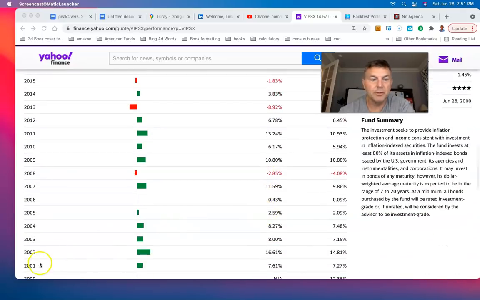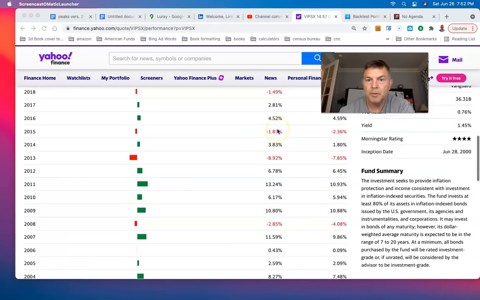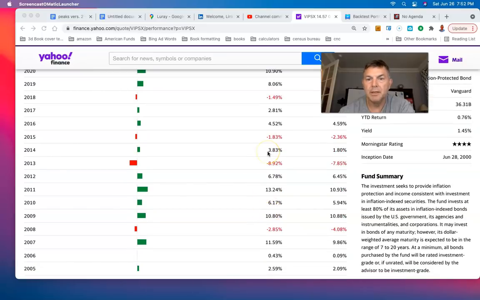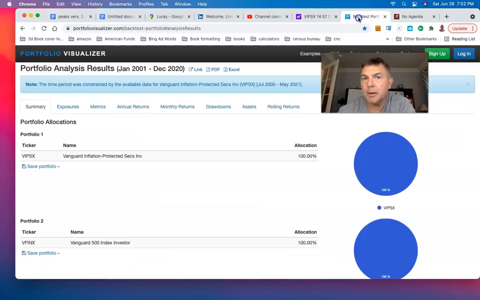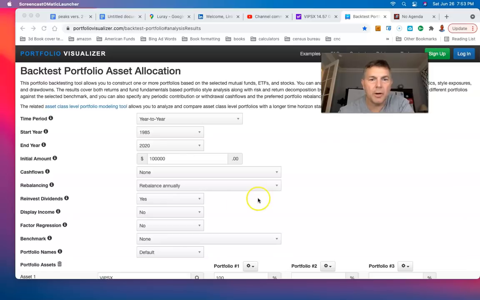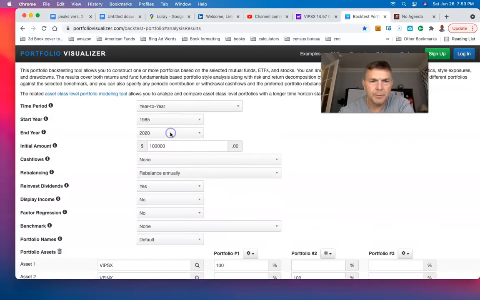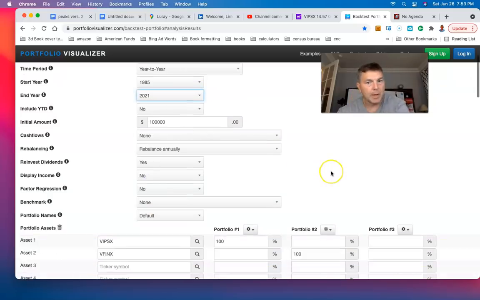So since 2000, we've had 1, 2, 3, 4 down years. Yeah, 4 down years. Just not anything that's all that event worthy, that's for sure. So let's do this compared to the S&P 500. Hold on just a second. So let's compare the S&P 500 to the Vanguard Inflation Protected Securities Fund, and we're going to go until right now, the end of May. All right, let's see what we got here.